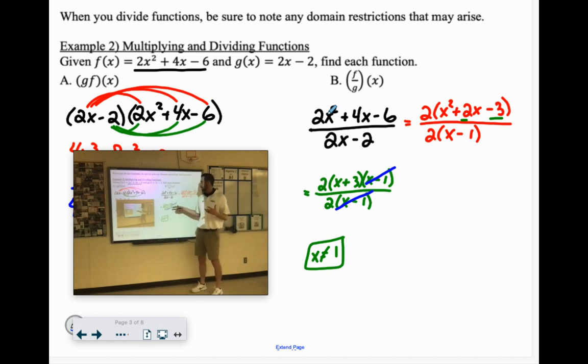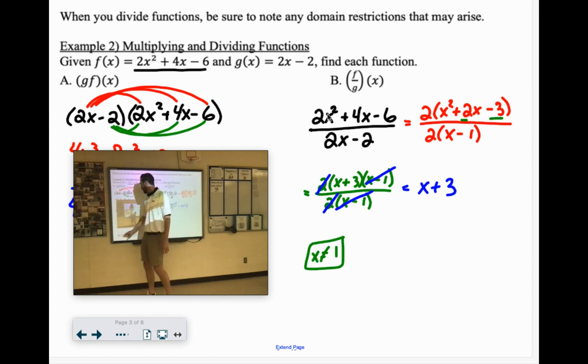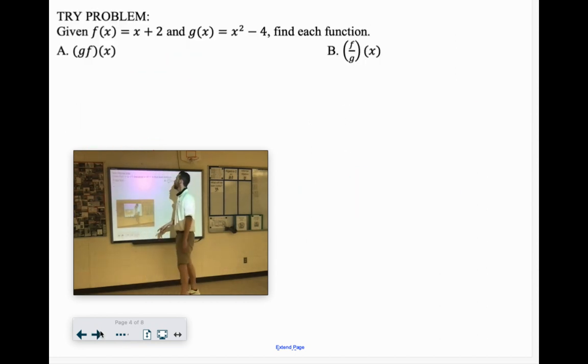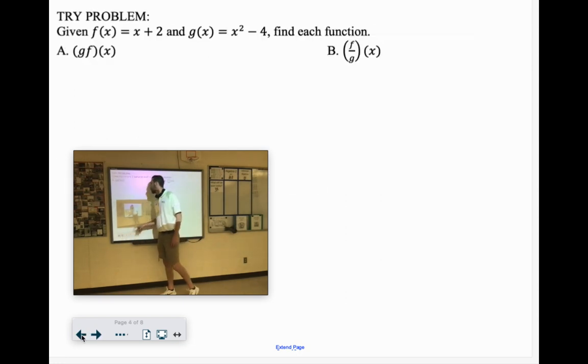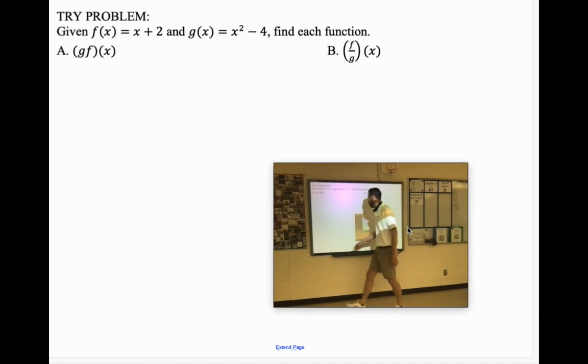What else do you see that we can cancel out? The 2 and the 2. So all we're left with is x plus 3. That's not bad, yeah? So same thing, I got a couple for you to try. Try multiplying them, try dividing them, and then I think this is the end of the notes today. Yep, so try these two out, and I'm going to try working them out up here.